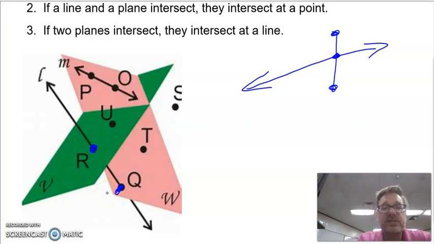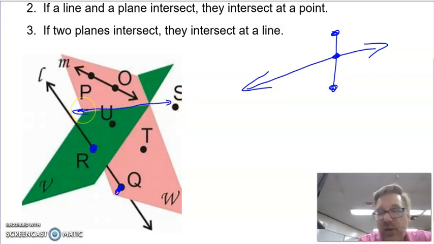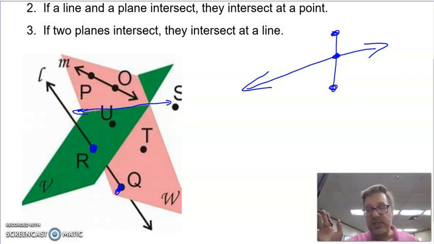And when planes intersect, they intersect at a line. The pink plane and the green plane intersect at this line right there. And I extended the line because the planes actually go on forever.